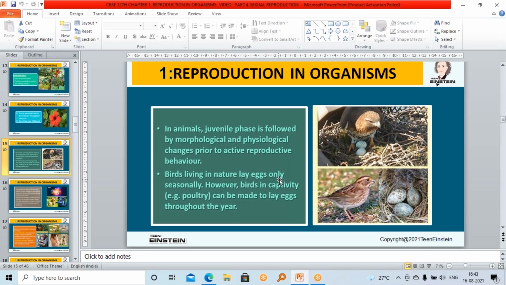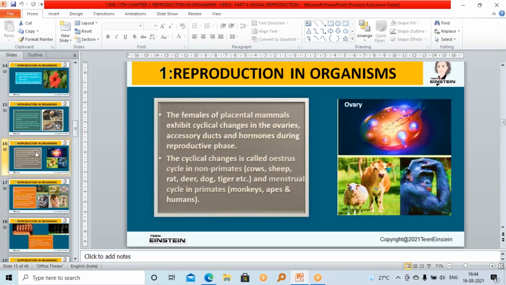So naturally, birds lay eggs during a particular period or season. During that period only will that bird lay eggs. But in farms, they are making them lay eggs throughout the year, through different feeding habits and hormonal changes. That you can study in detail later.